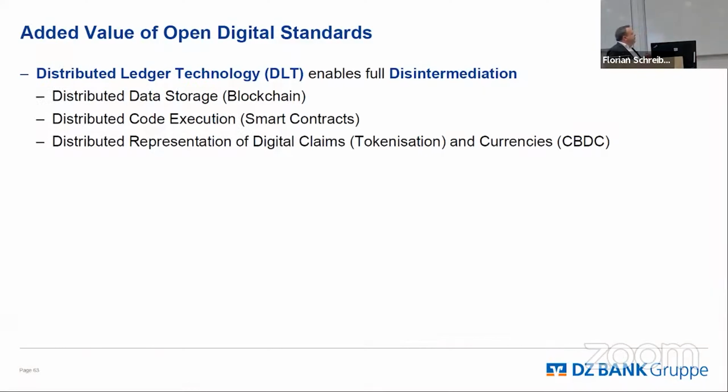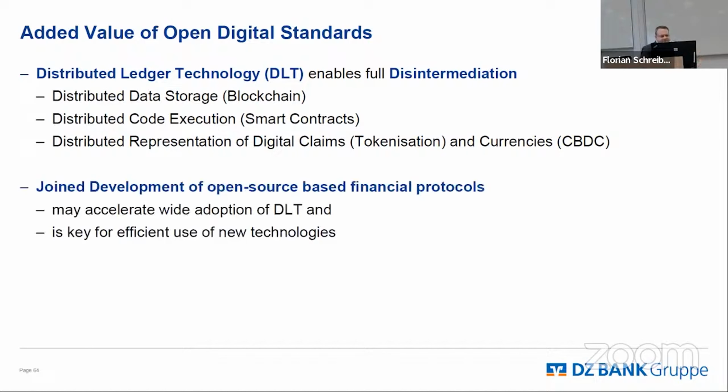So if you think of distributed ledger technology, this is enabling full disintermediation. We have distributed data storage, distributed code execution, distributed representation of digital claims. But then there's the absurd thing that you have some software infrastructure provider providing this software. So what's the point now? So now I have a new software that uses this distributed thing, but actually it's not distributed.